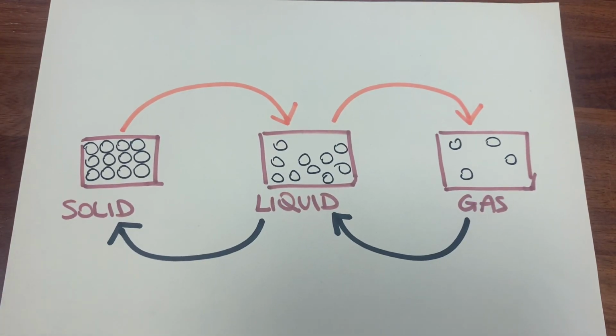Hi everyone, in this video we're going to talk about iodine and what happens when we heat it, and there's something special. It's called sublimation when we heat iodine. But just before we do this, I want to recap some of the stuff that you've learned before in terms of our change of state.